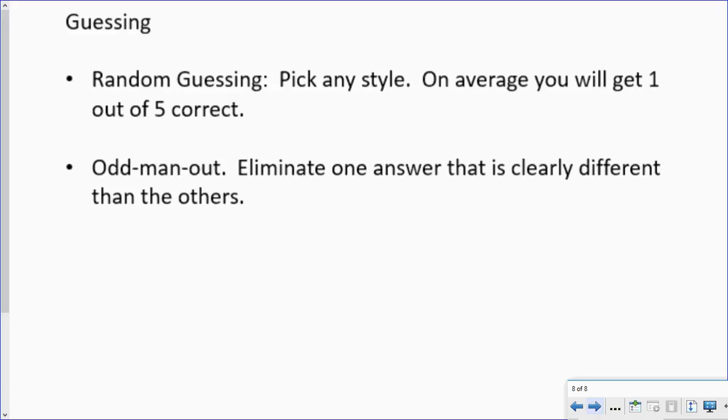And then guessing is your last resort. Okay, randomly, it doesn't matter, pick the same letter every time, whatever. You still have a 1 in 5 chance of getting it right no matter what guessing method you use. If you look at the choices and clearly there's one that's completely different than the others, just eliminate it. And then you've got it down to at least 4 choices instead of 5. So that raises your odds of getting it right to 25%.